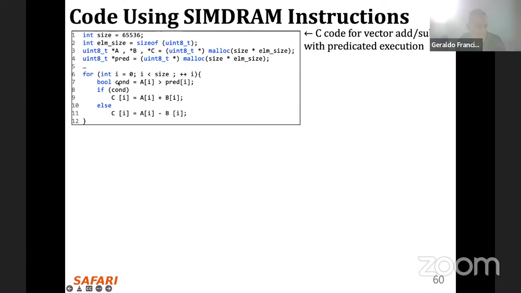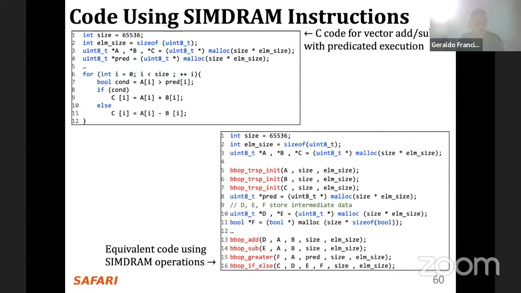And if the condition is true, you do a vector addition. If the condition is false, you do a vector subtraction. So the goal is to convert this code into SIMD-RAM enabled code. This is the equivalent SIMD-RAM enabled code, and I'm going to highlight some important points next.